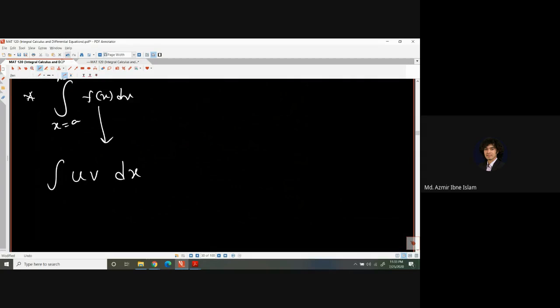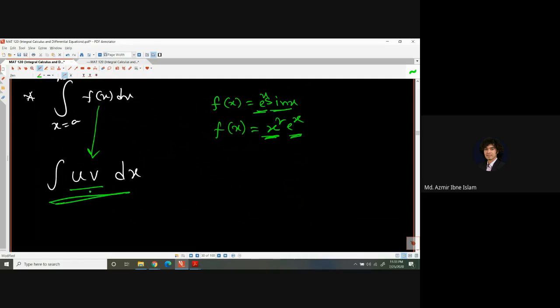That means the function we have here is of the form u times v. It may be f of x equal to, suppose, sine x e to the power x. We may have f of x equal to x squared e to the power x. So you can see that we have one part and another part, which means these two parts are in product form. E to the power x sine x is again in product form. So now we have to know how we can deal with this type of integral where we have the u times v form.